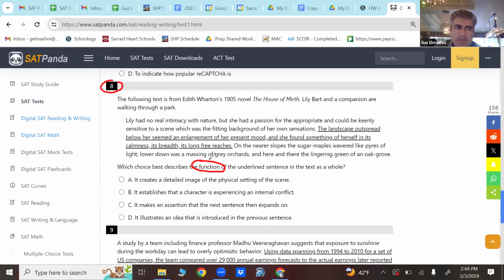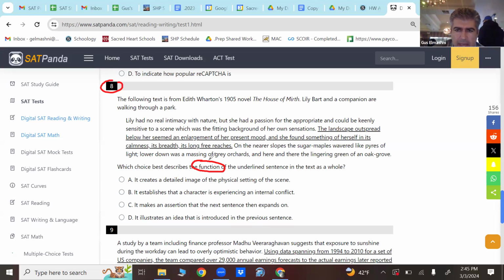I'm not really sure. Could you help explain this one? Sure, let's do it. Lily had no real intimacy with nature, but she had a passion for the appropriate and could be keenly sensitive to scene, which is the fitting background of her own sensations. The landscape outspread below her seemed an enlargement of her present mood, and she found something of herself in its calmness, breadth, and its long period.